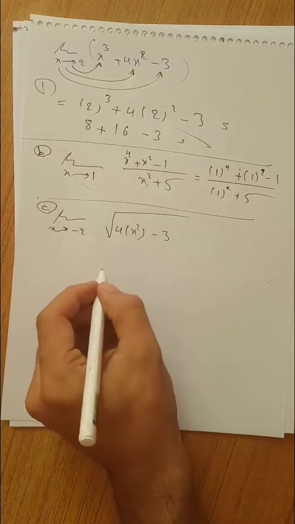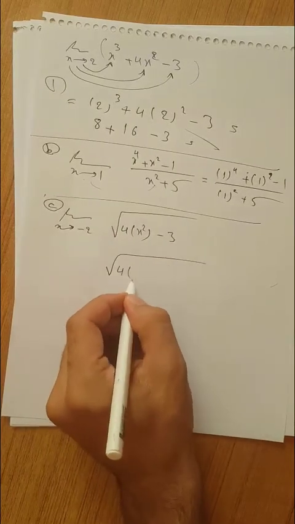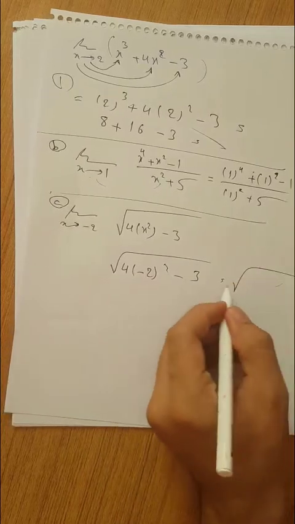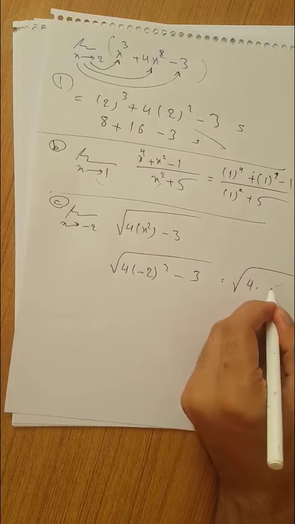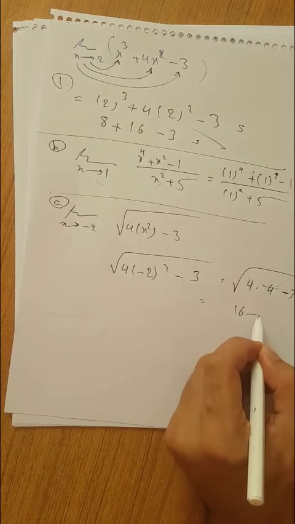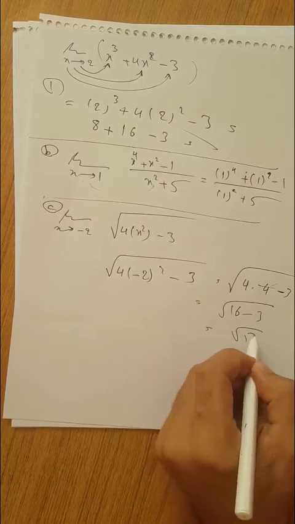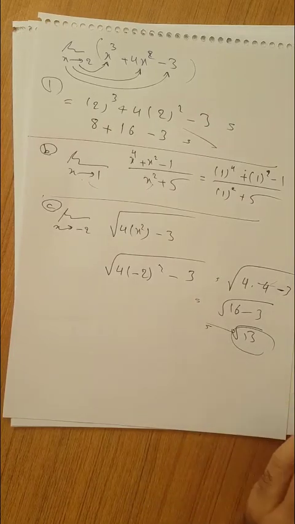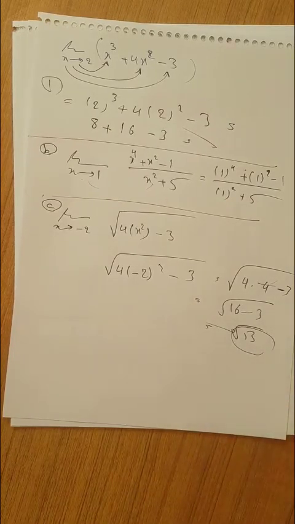Now, if I put 2 here, I get what? 2 minus 2 squared plus 3, which is equal to what? 2 multiplied by 4, right, minus 3, which is equal to 16 minus 3, which is equal to 13. So there is no problem, because we didn't get any undefined value, so we can directly find the result of the limit.